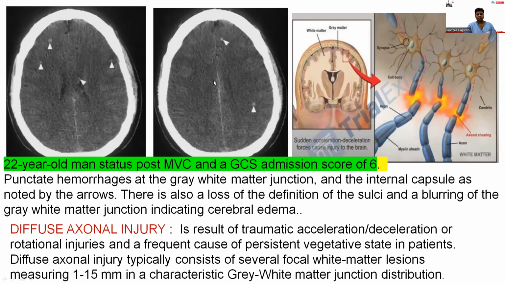The reason for diffuse axonal injury is that there will be acceleration deceleration forces during the accident, but at the same time the brain will be in a stable condition, resulting in shearing tear of the axon, causing the diffuse axonal injury.